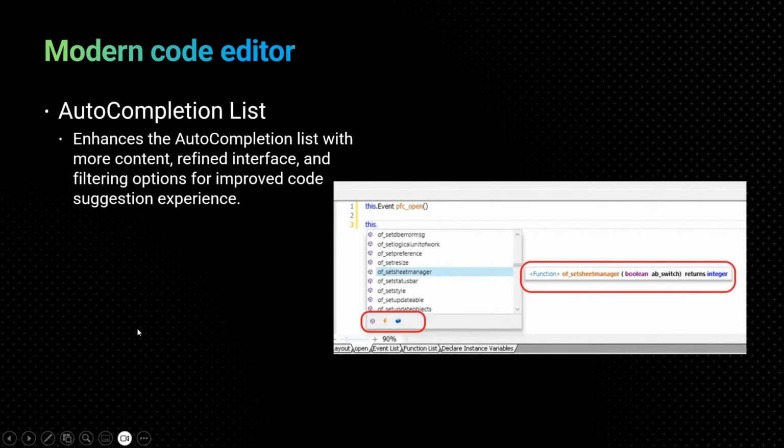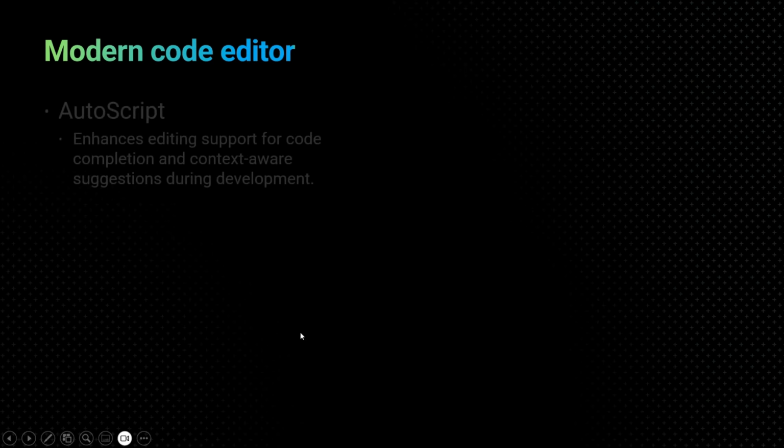Auto completion list. Now we get a little bit more content than we did with the old auto scriptor. Notice there are some options down here where we can do filtering, so basically we can customize how we get the auto completion information here. These are PFC functions, so it's actually showing you this for the code you created.